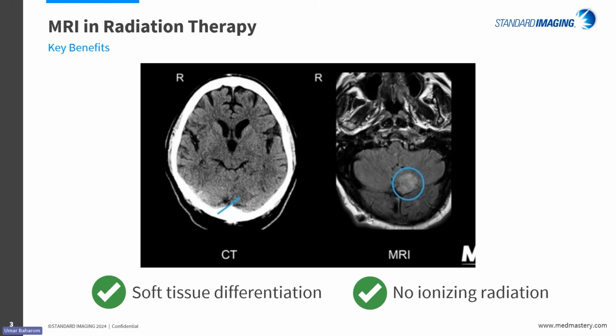I think most of us know the benefits of MR in radiation therapy. It's been used for so many years now, and obviously it's becoming more and more prevalent in this field. Just a reminder, what's the benefit of MR in radiation therapy? It's superior in terms of soft tissue differentiation versus CT, and also there's no ionizing radiation. It's a good image to see the difference here.